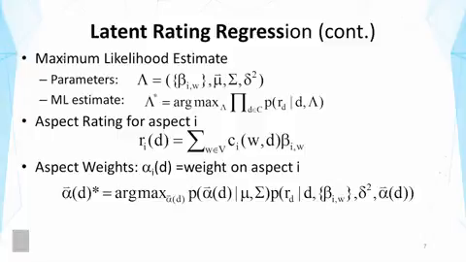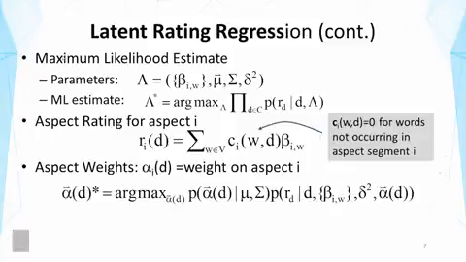And that's simply to take all the words that occurred in the segment I, and then take their counts, and then multiply that by the sentiment weight of each word, and take a sum. So of course, this count would be 0 for words that are not occurring in the aspect I, and that's why we can take sum over all the words in the vocabulary.